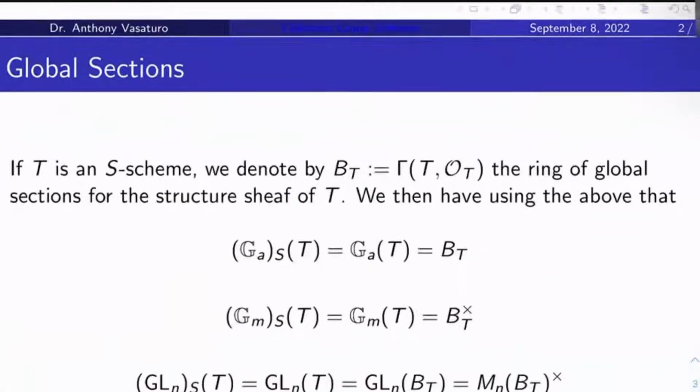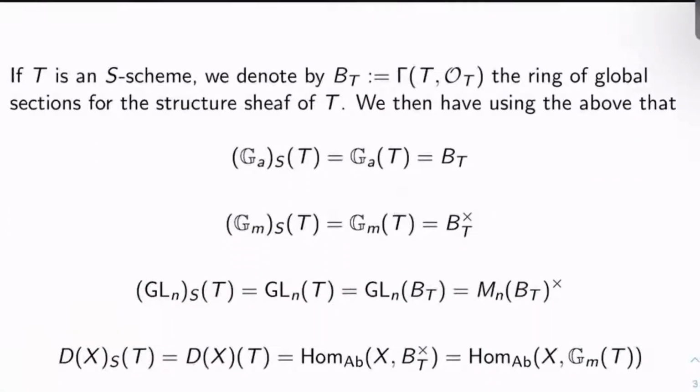Now, let's talk a little bit about global sections. So if T is an S scheme, we'll denote by B sub T the ring of global sections for the structure sheaf of T, which is denoted by O sub T, so that you can think of these as the global functions on T, essentially, if you've never taken algebraic geometry.